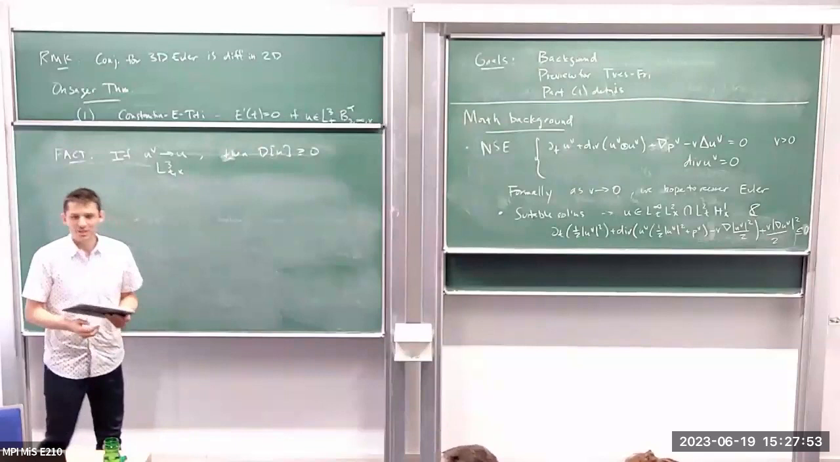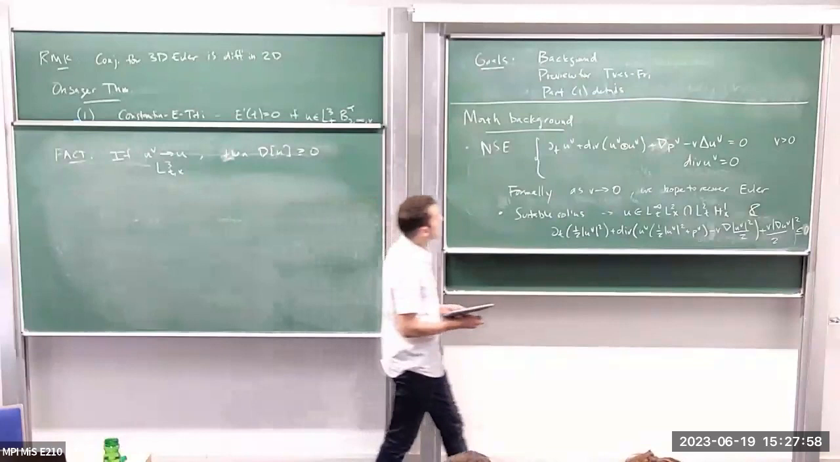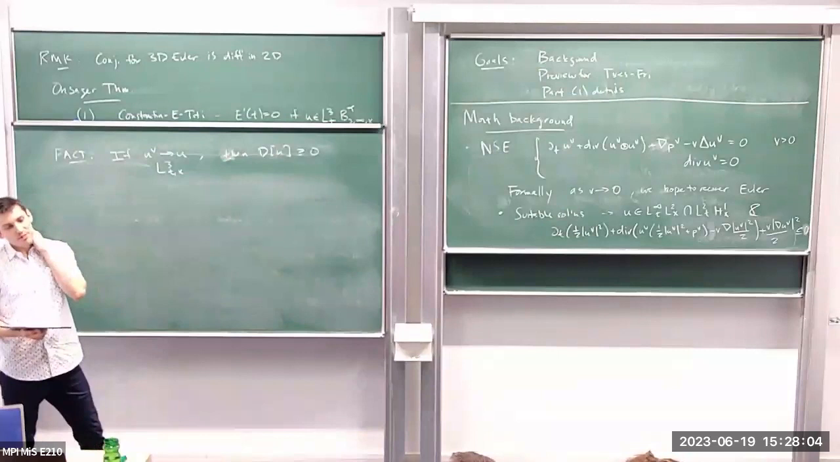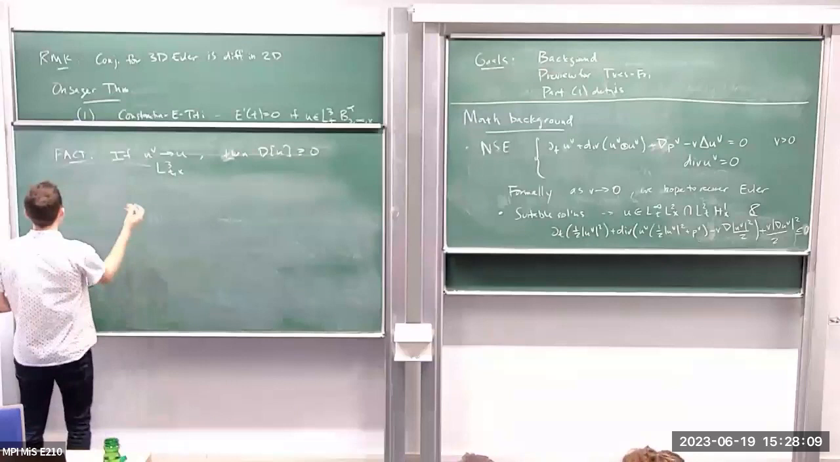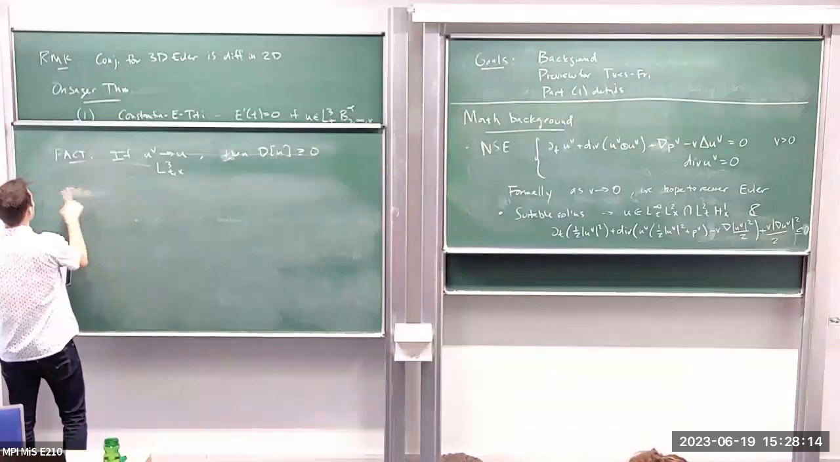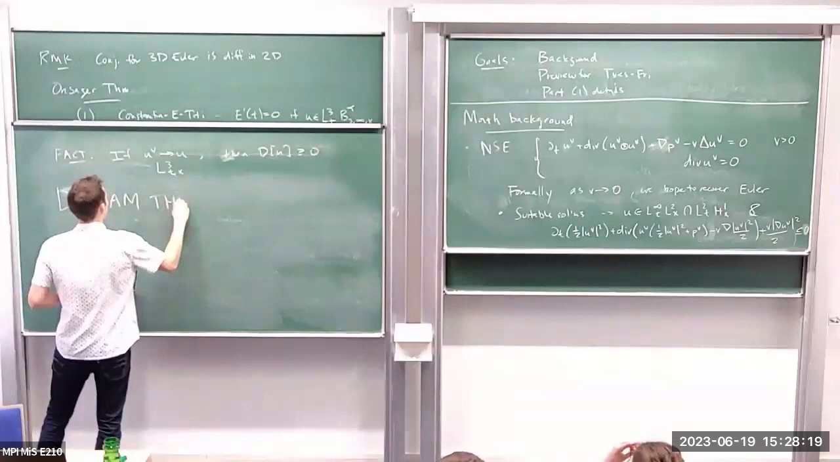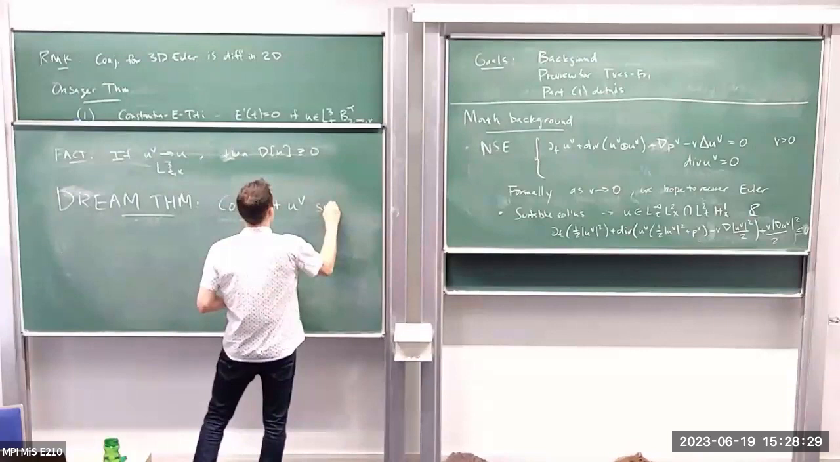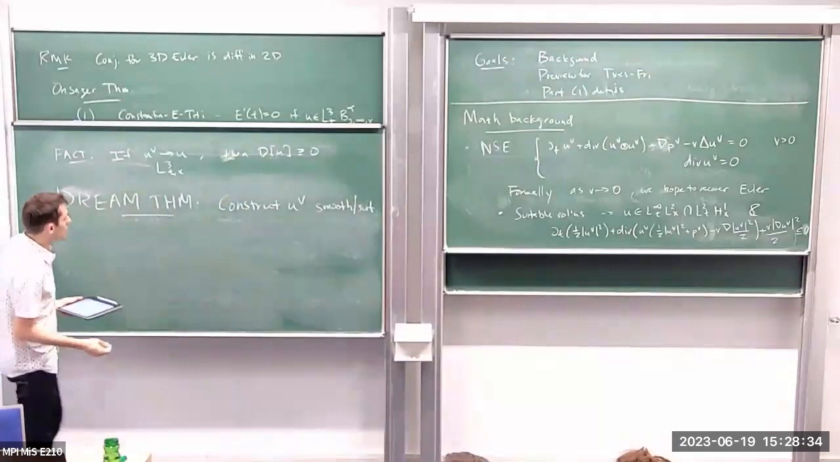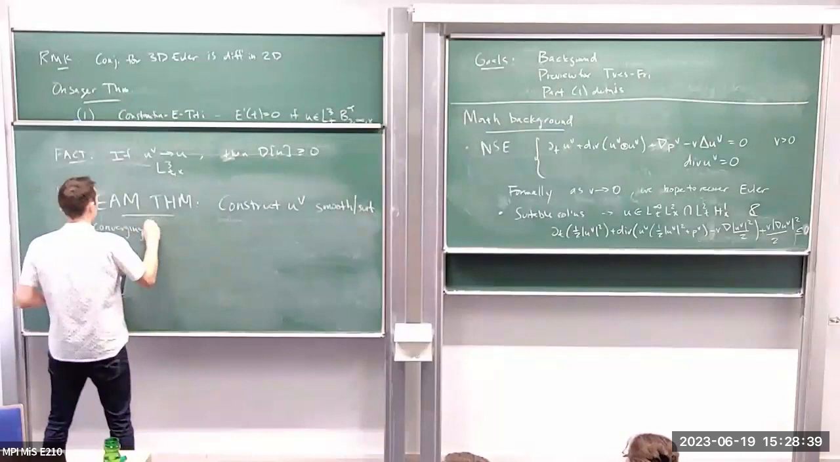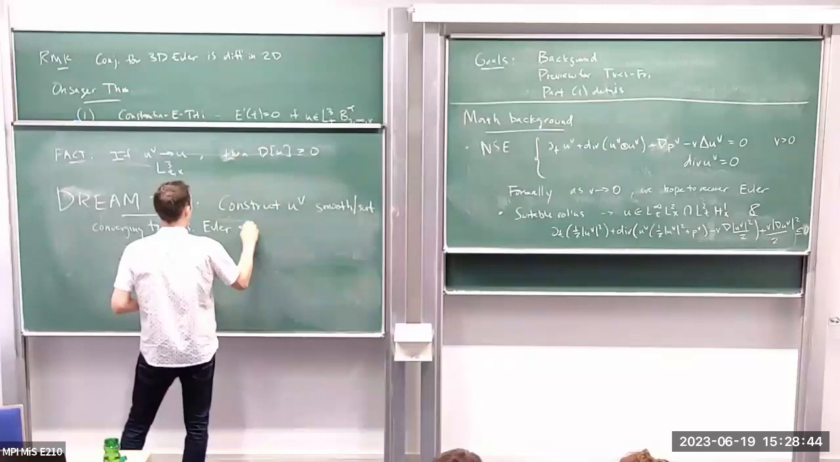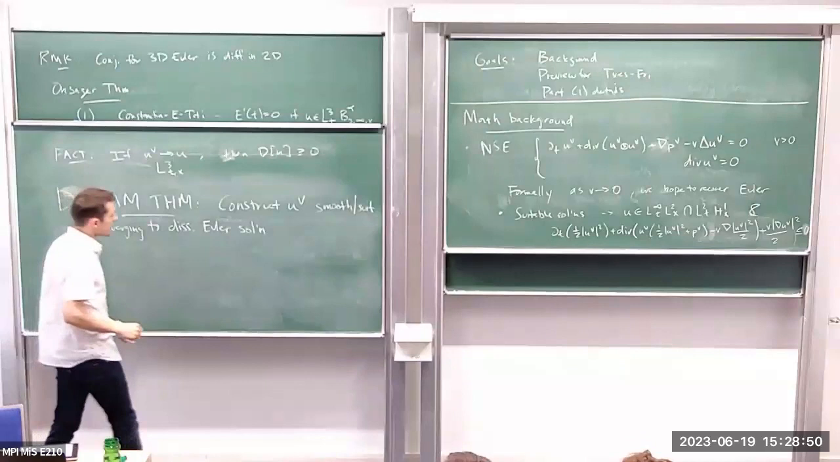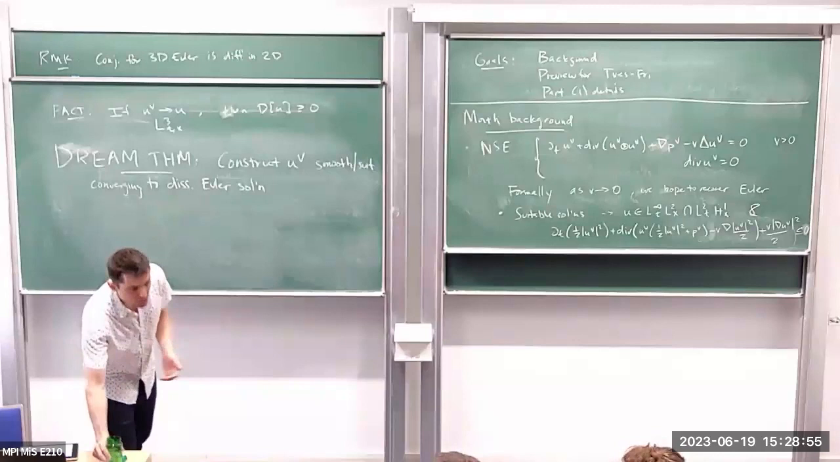All right, so this motivates then the study of not just any weak solutions of Euler, but ones which dissipate the energy. And we could say even maybe that a dream theorem would be to construct u_nu, maybe smooth or even suitable, converging to an Euler solution. And while there's been some progress on this question if I add forcing, I'm considering just the unforced equations this week, and this question is widely open.